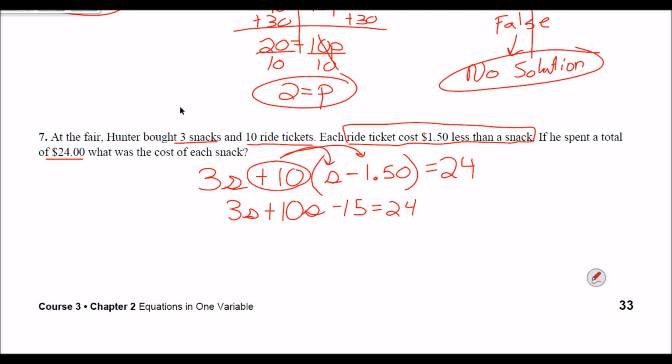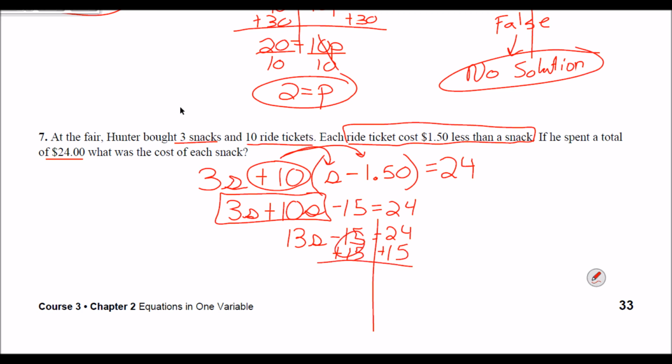And anytime we get rid of the parentheses, we want to look for our like terms. So on the left side of the equation, I have a 3s and a 10s that go together to give me 13s. The subtract 15 comes down, which is equal to 24. All right, draw my line because I'm ready to start solving it. Notice that I only have a variable on the left side, so I need to get rid of either the 13 or the 15. And I want to get rid of the 15 because it's subtraction.